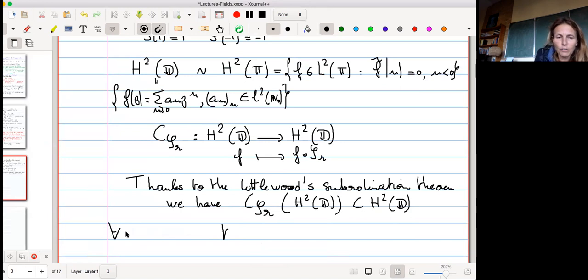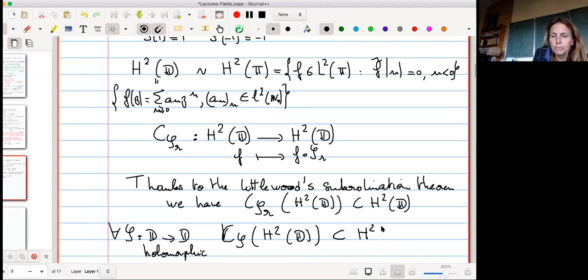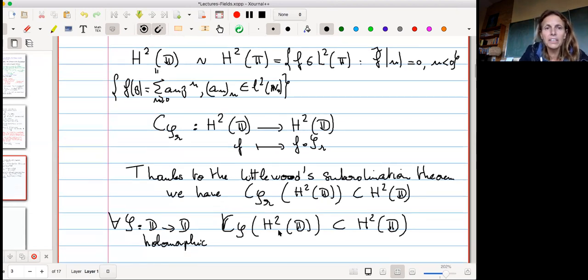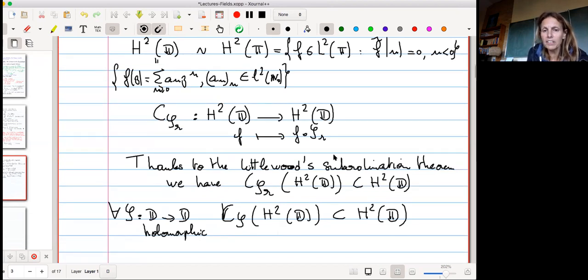Well, in fact, for all phi which are holomorphic, it is true that the composition on H2 is still in H2. Okay, it's not obvious from the definition of H2. There is a trick, but I think most of the people here are quite familiar with that, so I will not give the details of the proof. Let's skip the proof.